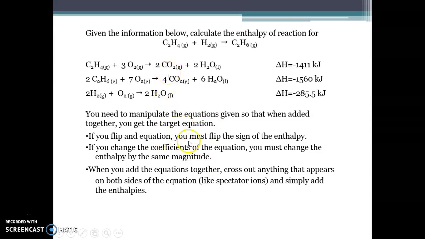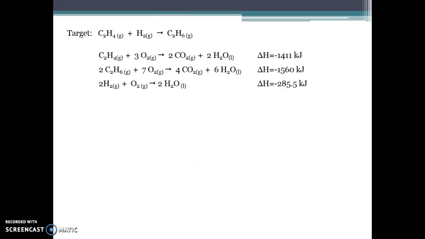So, one more time to review. You're going to have to flip some equations in order to get the substances that are in the target equation on the right side. You're going to have to adjust numbers of moles, which means you're also going to have to adjust energy values. And you also need to add the equations together so that when you finally do cross out those redundant substances, you wind up with exactly the target equation you're looking for. All right, so let's take a look.